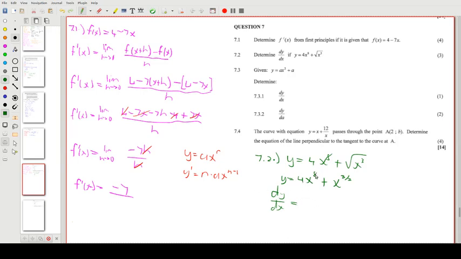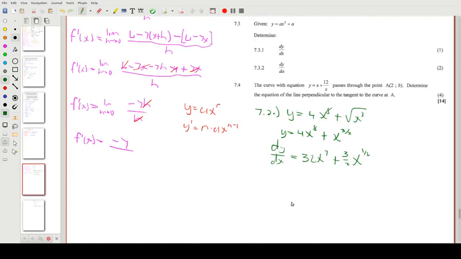So we get 8 times 4, 32, x to the power 8 minus 1 is 7. And then we do 3 over 2 times 1, which is 3 over 2 x, and then we do 3 over 2 minus 1, which is a half. And that is fine. That's a perfect way to leave your answer.